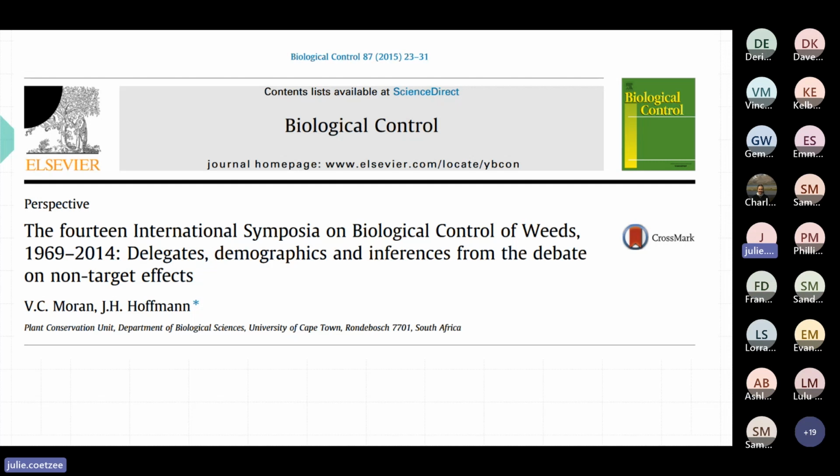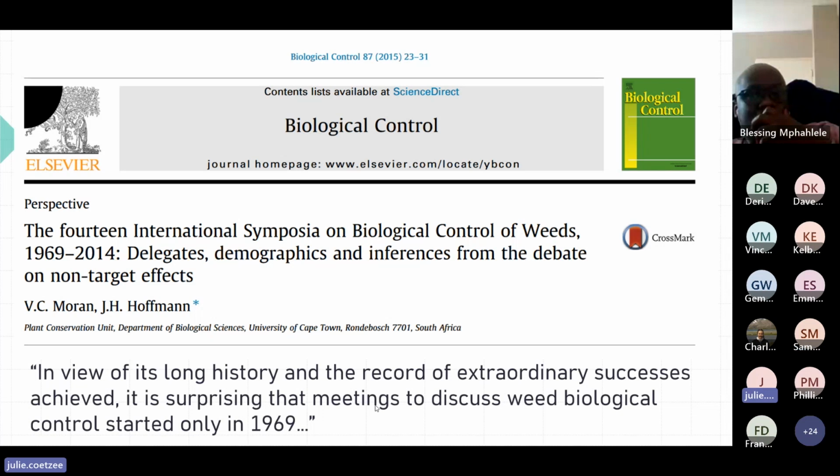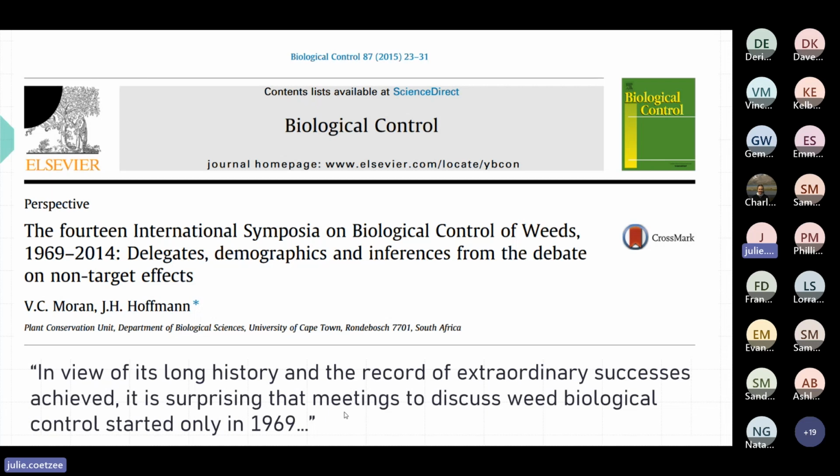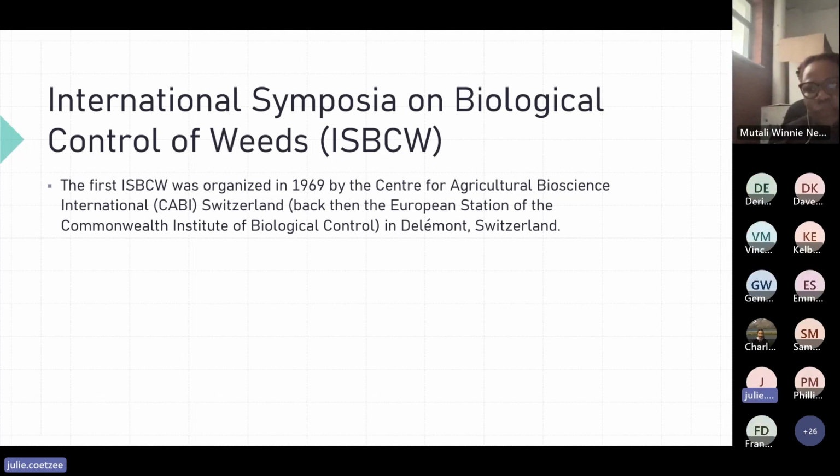And one of the things that this paper said is, in view of its long history and the record of extraordinary successes achieved, it is surprising that meetings to discuss weed biological control started only in 1969. And this first meeting was organized by the Center for Agriculture Bioscience International, now termed CABI, and back then it was the European station of the Commonwealth Institute of Biological Control in Delamar, Switzerland.